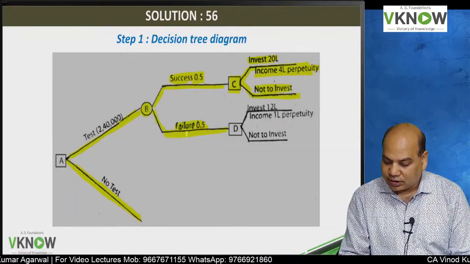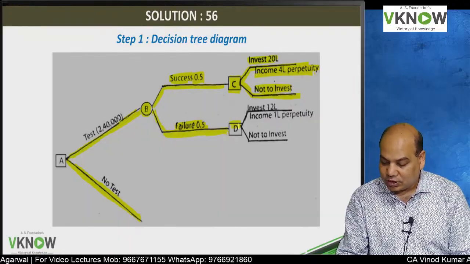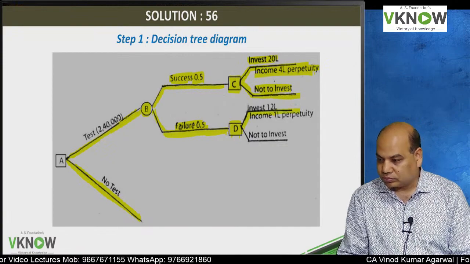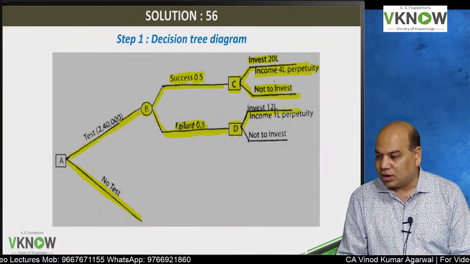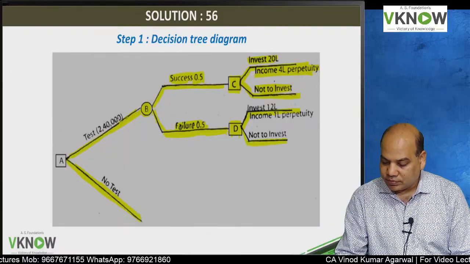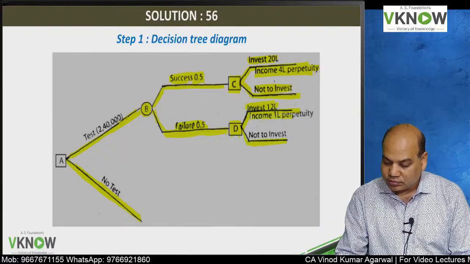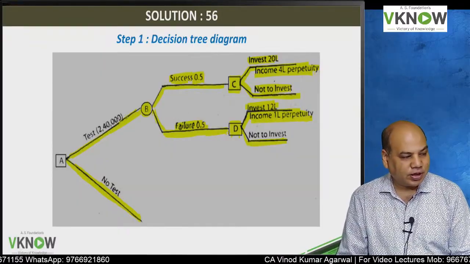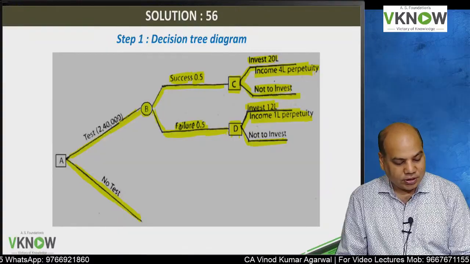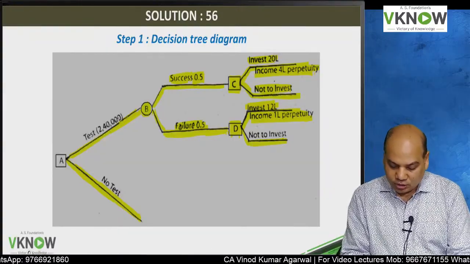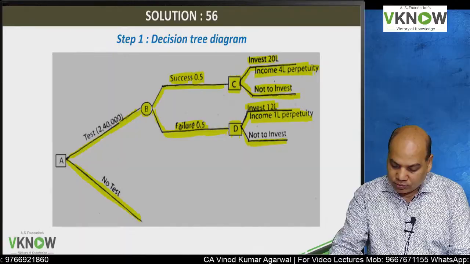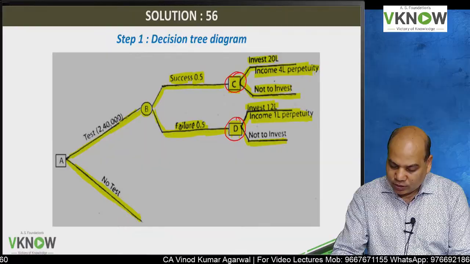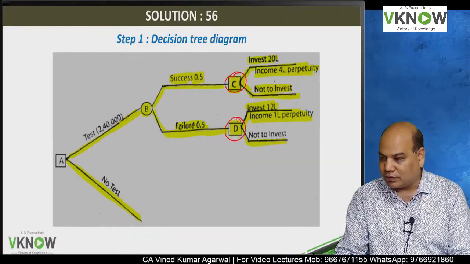If suppose the test market is a failure, still we have to make a decision whether to invest 12 lakh or not to invest. If you invest 12 lakh, your income is 1 lakh perpetually, and if you do not invest, you will not get anything. This is how you will interpret the question. Now we are going to evaluate C and D by taking higher of the two.